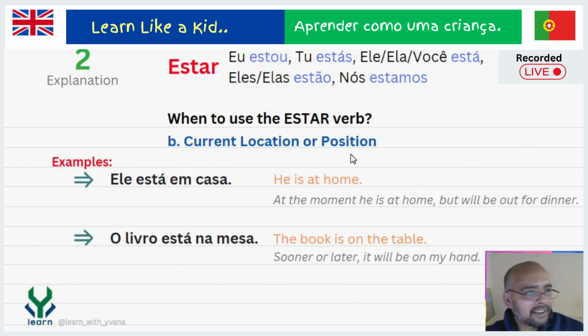And the last one: if you want to talk about the current location or current position, right? If we talk about a permanent location, like where we were born, or what your nationality is, we use the SER verb. But if we talk about something temporary or the current location, we use the ESTAR verb, right? Ele está em casa, he is at home. O livro está na mesa, the book is on the table, because now the book is on the table, but after some time I can take it out and it can be in a different place. So in these ways, for temporary situations, we use the ESTAR verb.